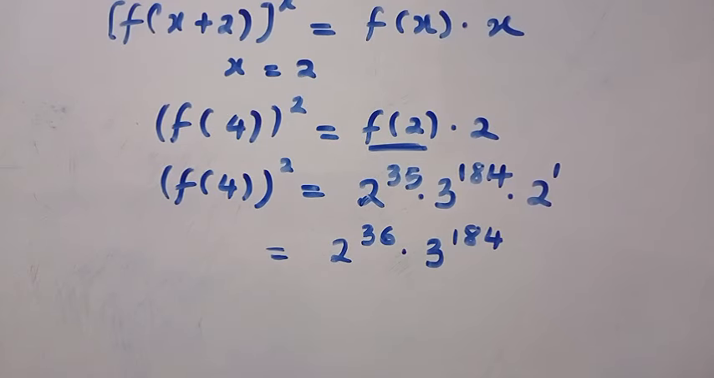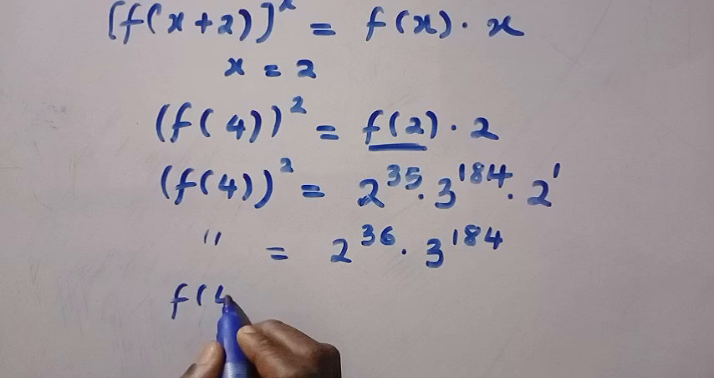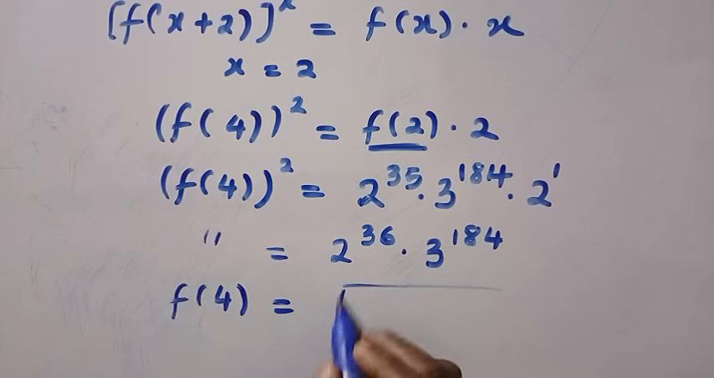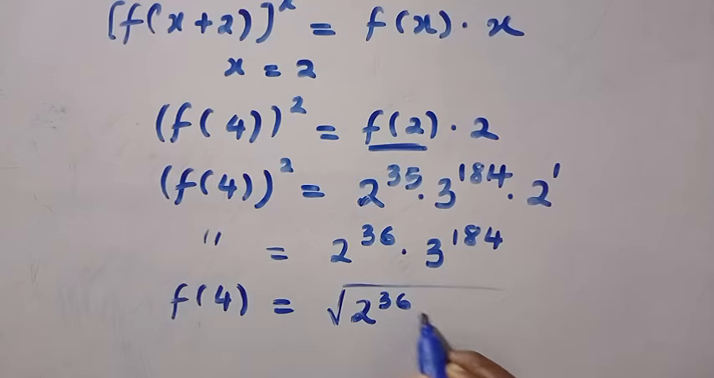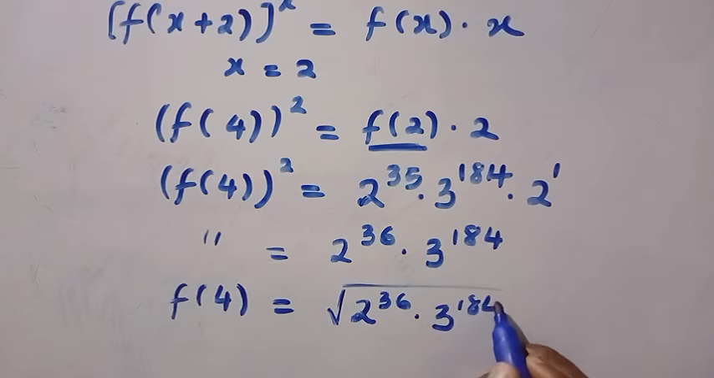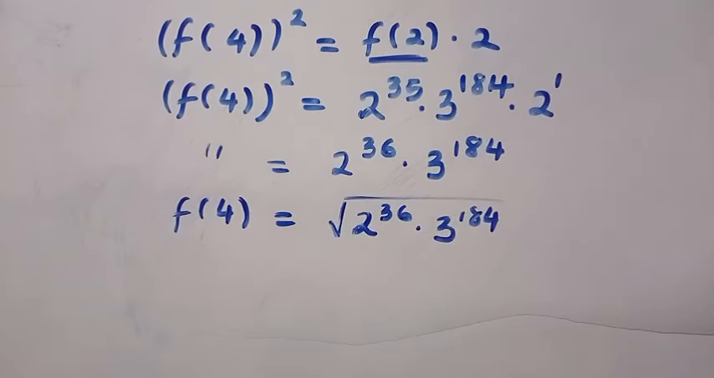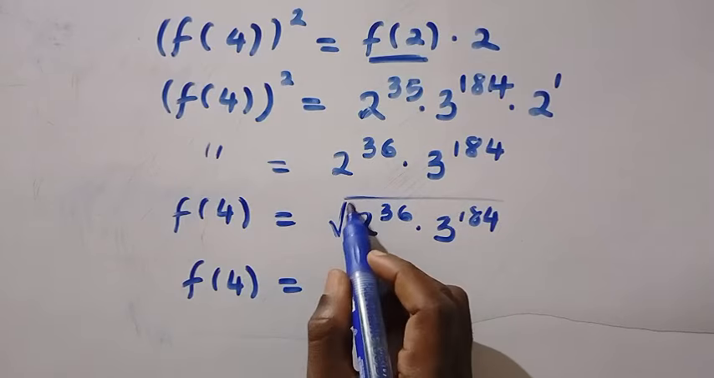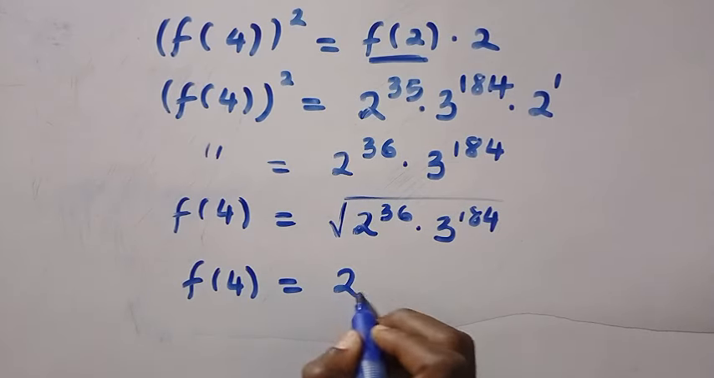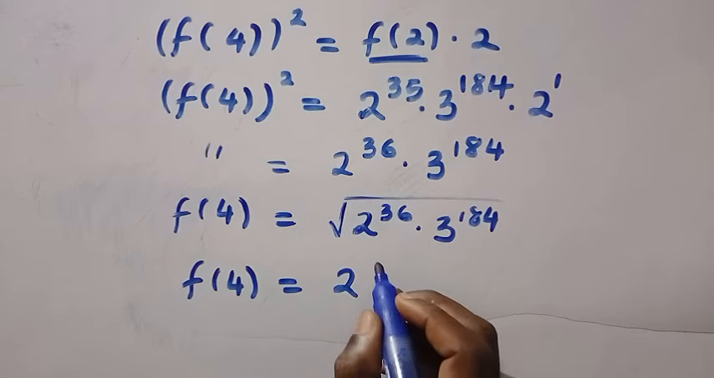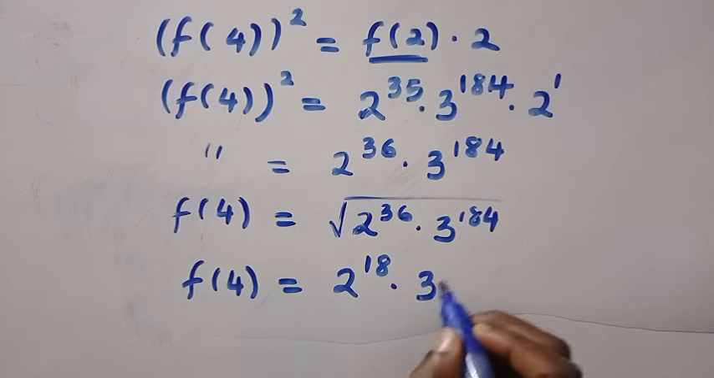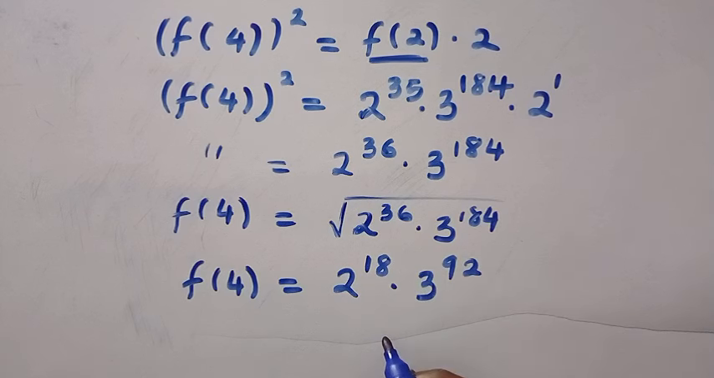By taking the square root of both sides, we are going to have f(4) equals the square root of 2 power of 36 multiplied by 3 power of 184. And then f(4) equals, so this square will reduce all this. If we divide this 36 by 2, we are going to have 2 power of 18 multiplied by 3 power of 92. So this is what we are going to have for f(4).